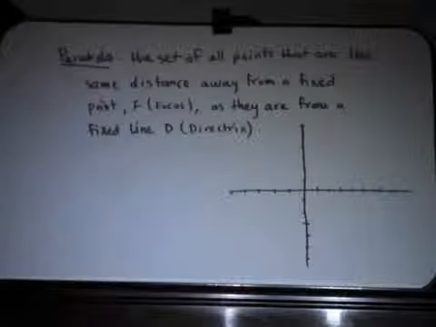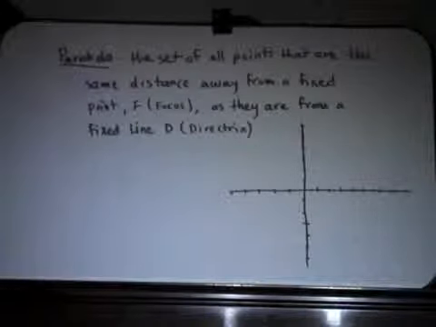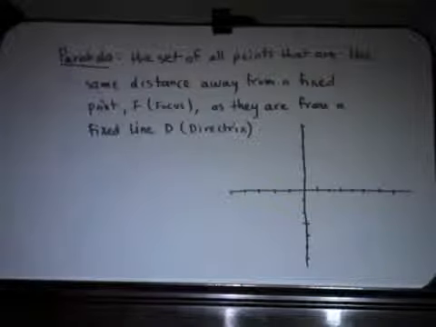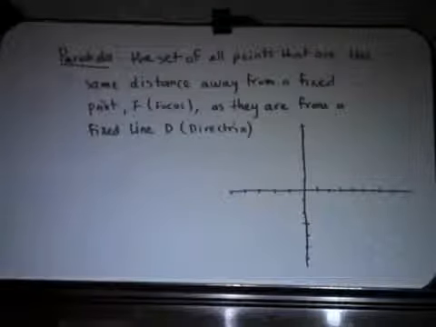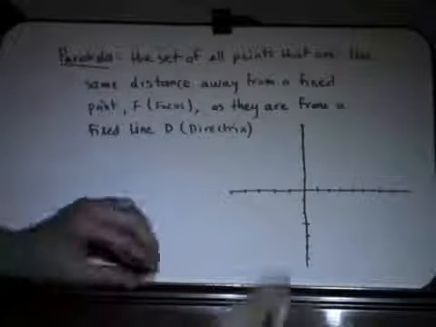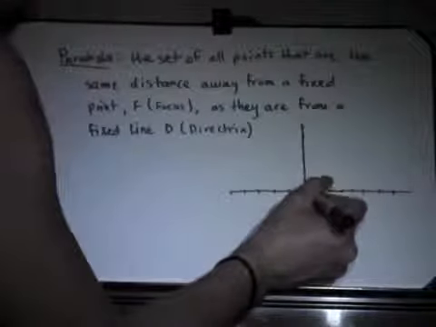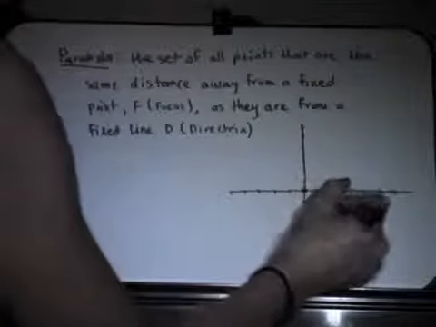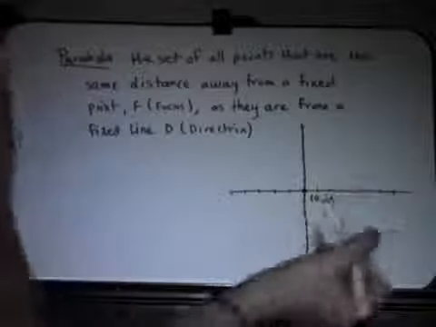The definition of a parabola is the set of all points that are the same distance away from a fixed point. We'll call that fixed point the focus, as they are from the fixed line, which we're calling the directrix. So we're going to start off with a parabola that is centered at the origin, so we're going to have an ordered pair at (0, 0).